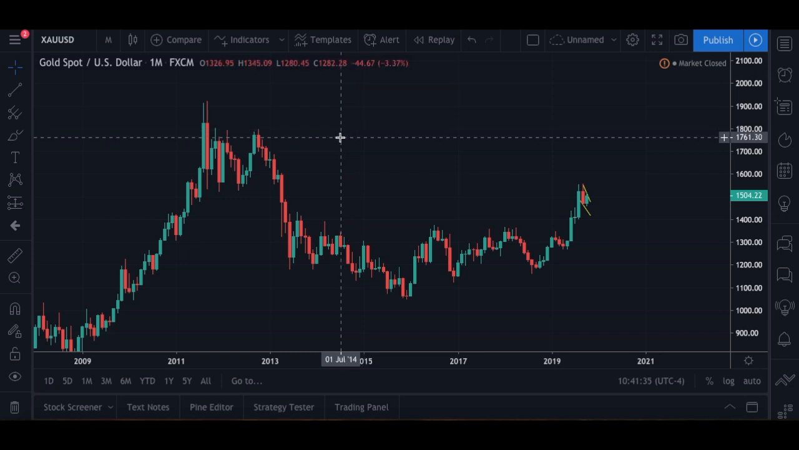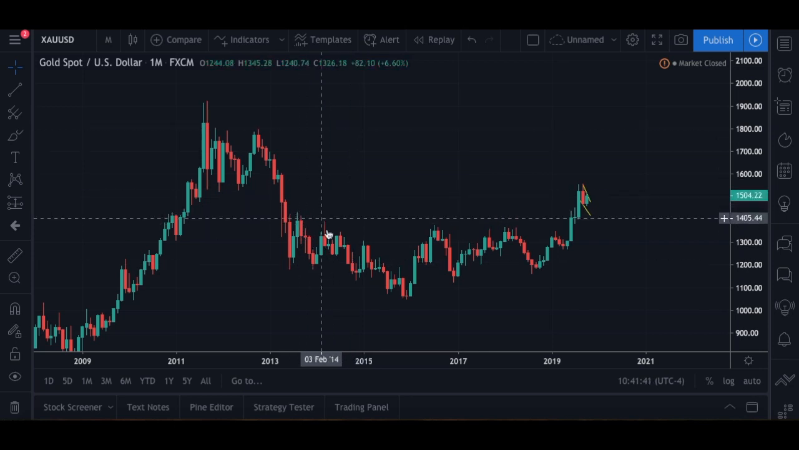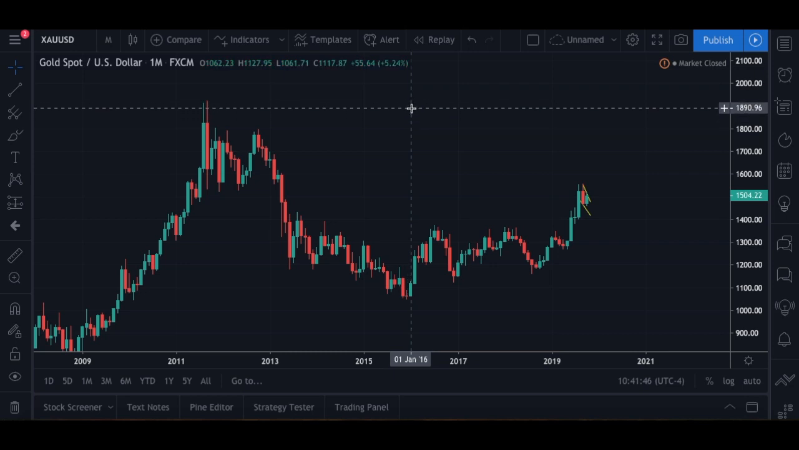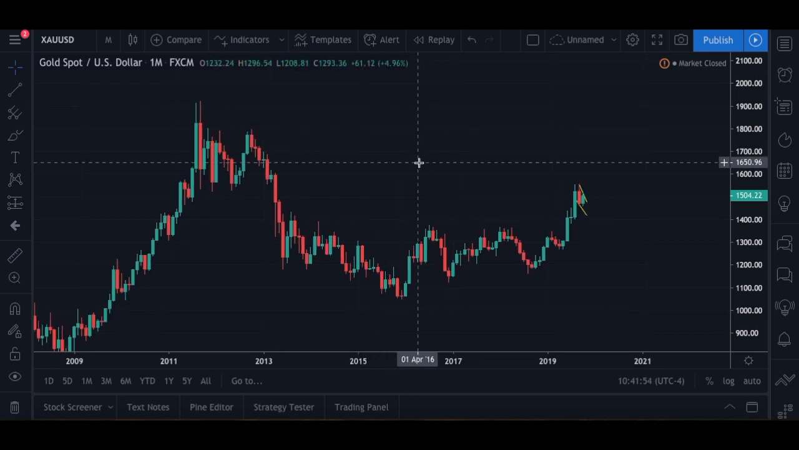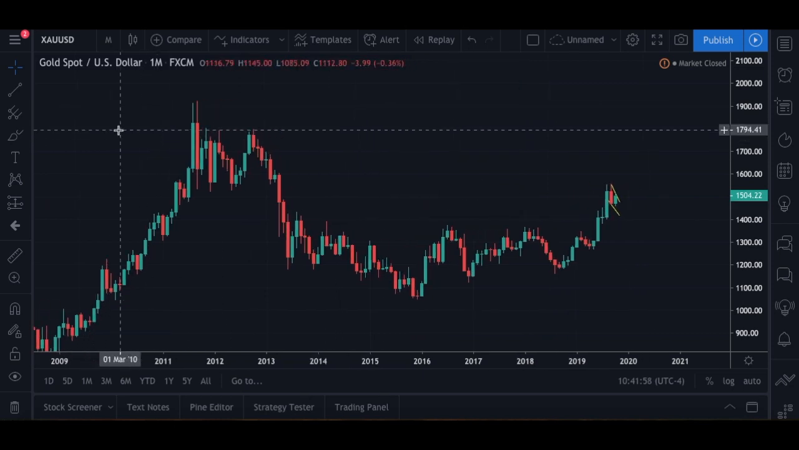So I personally learned how to just trade naked, and I'll actually leave a description below to a book called Naked Forex, which is a book on literally how to trade naked charts, and it's an amazing book. So I'll leave a link below if you want to purchase that book to see what I'm talking about.